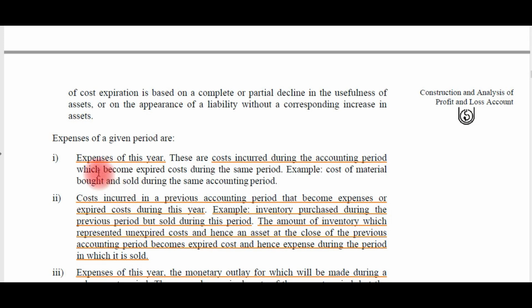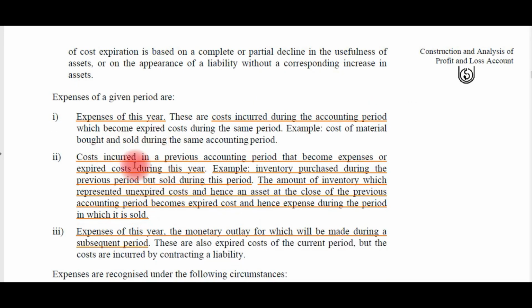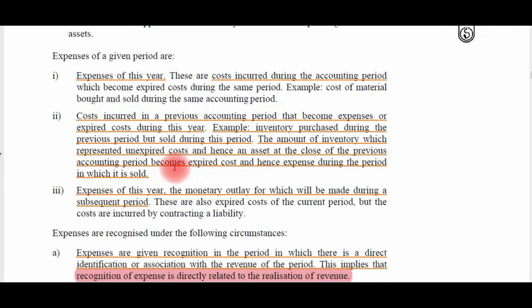Okay, now we will see expenses of a given period can be of three different types. Expenses pertaining to this year, which means costs incurred during the accounting period which become expired costs during the same period, means costs which are completely utilized for production and sale of goods. That is expenses pertaining to this year. Costs incurred in the previous accounting period and that becomes expenses or expired costs during this year. Okay, you don't get confused with the word expired costs.